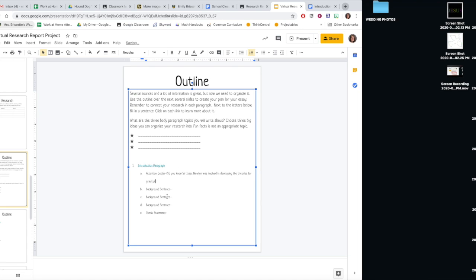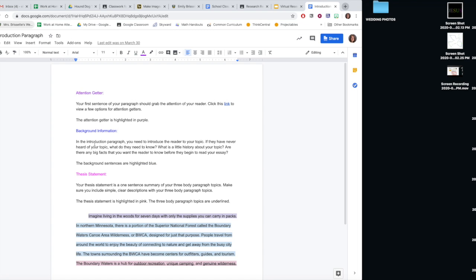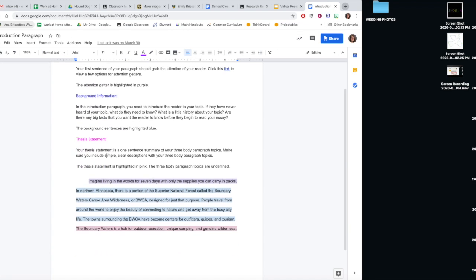And then I'm going to start my 3 background sentences of my introduction paragraph. Now, if I'm not sure what a background sentence is, I can go back to this introduction paragraph resource and I can look at this background information as well as check out this example paragraph that I wrote for you. And I do have them highlighted as different colors for the sections.